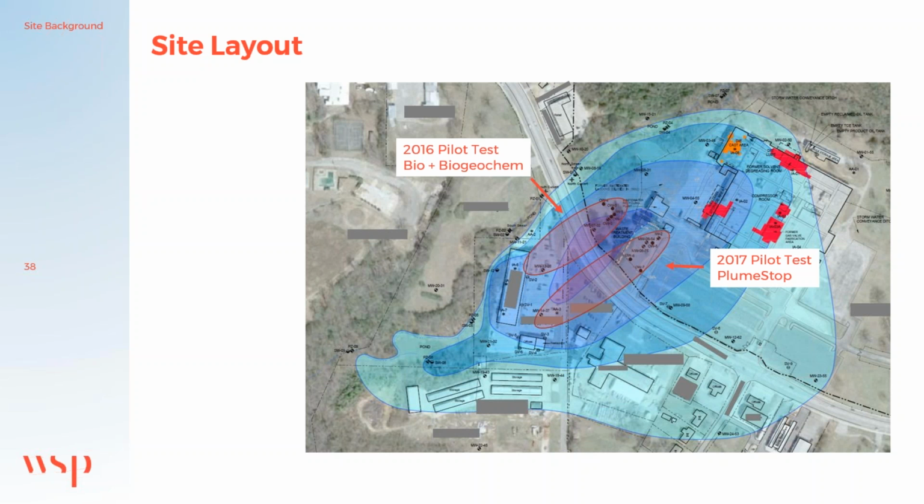The wells within each oval were included within the performance monitoring. This included near field wells and far field wells hundreds of feet away from the injection point.